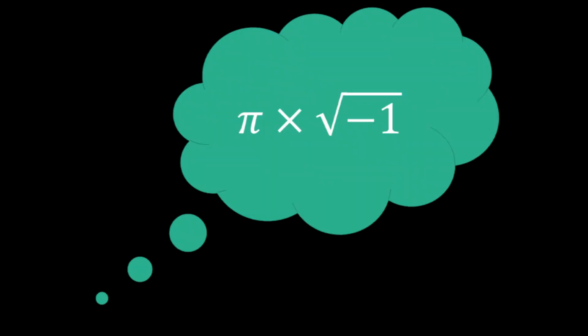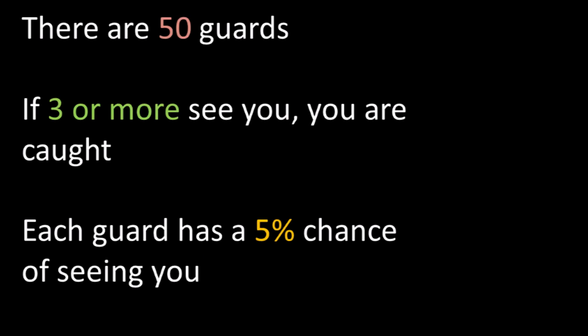Imagine you were daydreaming in math class about what would happen when you multiplied pi and i, when suddenly you were taken by the math gods to math prison. Guarding the prison are 50 guards, but because they're so irrational and they often imagine things, it takes 3 or more guards to convince them that you are indeed escaping. Sneaky as you are, each guard has only a 5% chance of seeing you. What are your chances to get out without being caught?